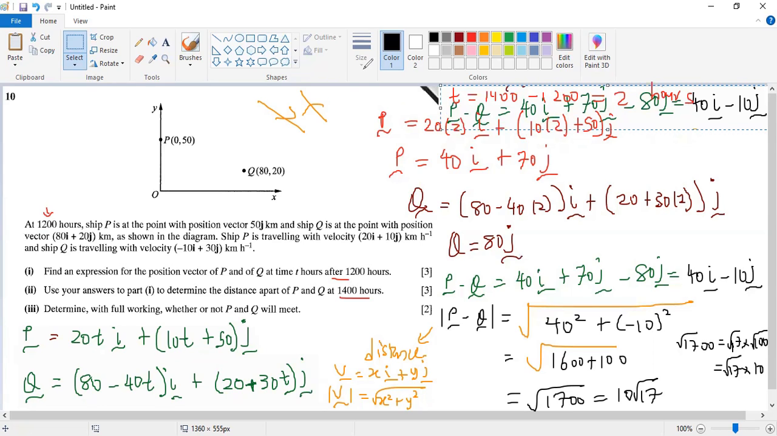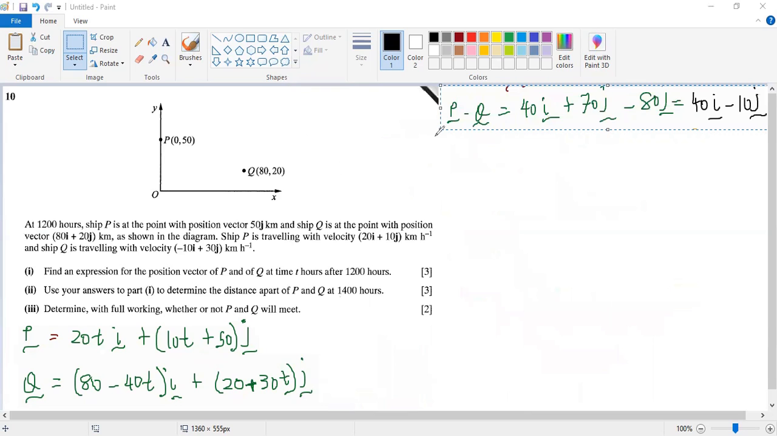So whether P and Q are going to meet depends on two methods. Method one: since we already know P minus Q, we ask whether the modulus of P minus Q can be equal to 0. The modulus being equal to 0 is only possible if and only if... just not the P minus Q. I wanted to use the one with the t, so just not the relevant one.